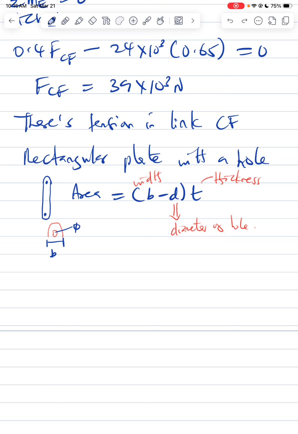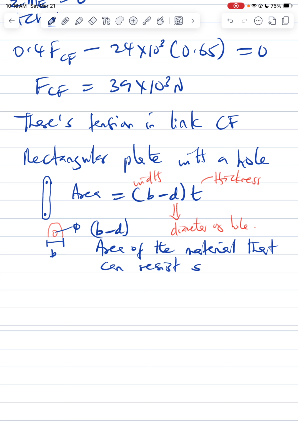So B minus D, we want to find the area of the material that can resist shear. Of course, the hole is no longer there. That's why I say B minus D, right? That's the area of the material that can resist shear. Now multiplied by the thickness, because it's going to be applying in that direction. So that's why we are using B minus D times T.